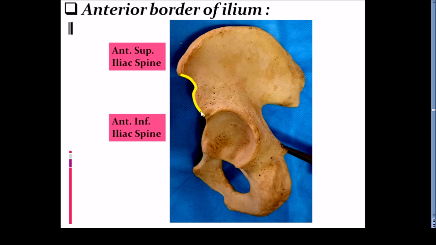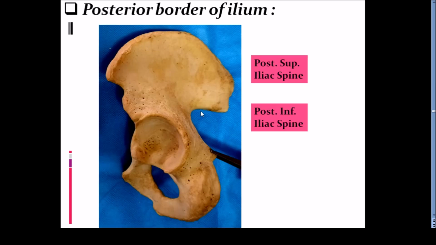So this is about the anterior border of ilium. Now the posterior border of ilium. This is the iliac crest, and the posterior end of the iliac crest is known as the posterior superior iliac spine. The posterior border starts from the posterior superior iliac spine, then goes downward and reaches the upper end of the posterior border of the ischium bone. So this is the whole posterior border.